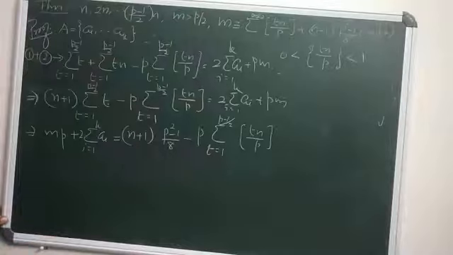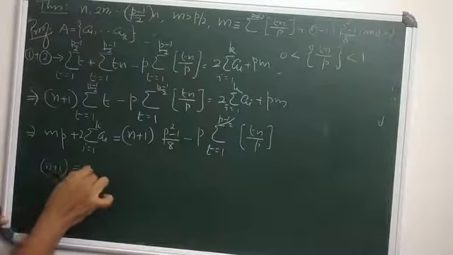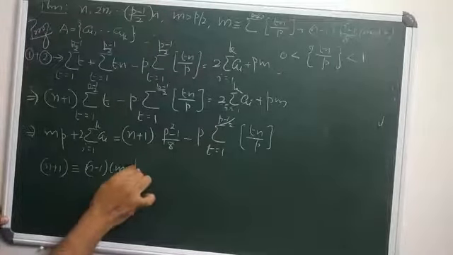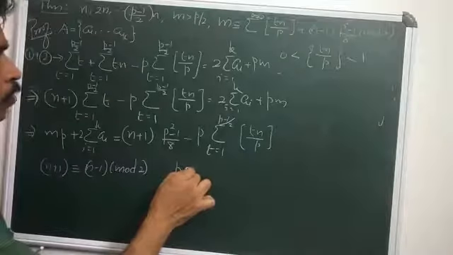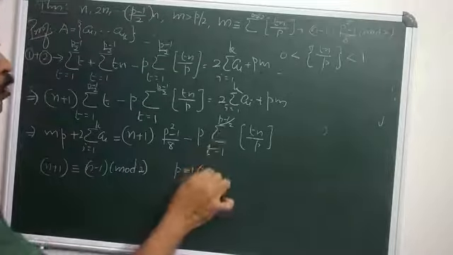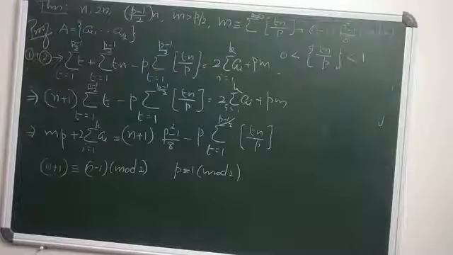Now, but we know that, what is n plus 1? We know that n plus 1 is always congruent to n minus 1 mod 2. Agreed? Okay. And P is always congruent to 1 mod 2. Why? Because P is an odd prime. So P minus 1 is always even, meaning it is a multiple of 2. Hence P is always congruent to 1 mod 2.